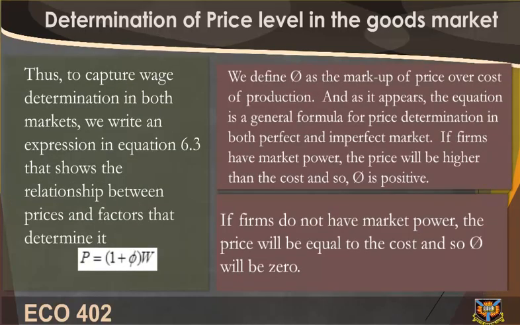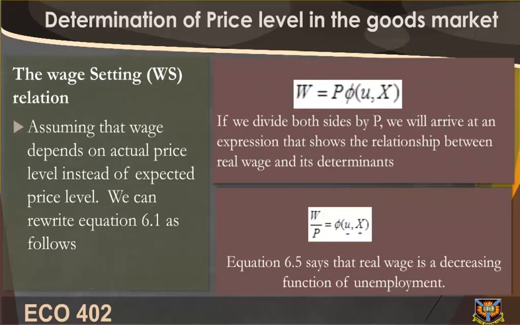Thus, to capture wage determination in both markets, we write an expression in equation 6.3 that shows the relationship between prices and factors that determine it. The wage setting (WS) relation, assuming that wage depends on the actual price level instead of the expected price level, we can rewrite equation 6.1 as follows.